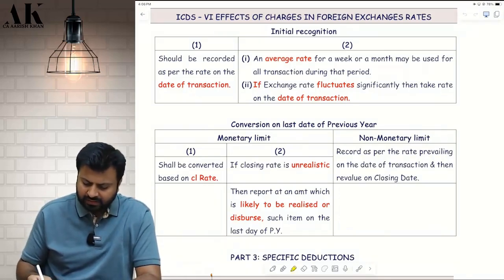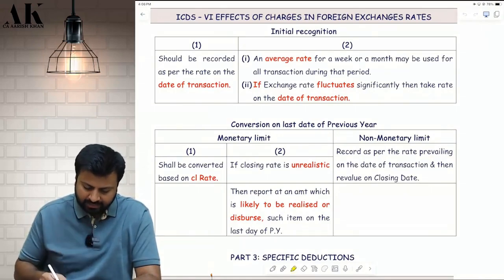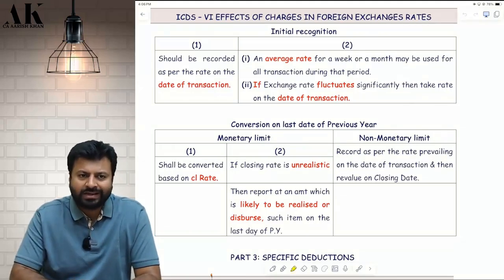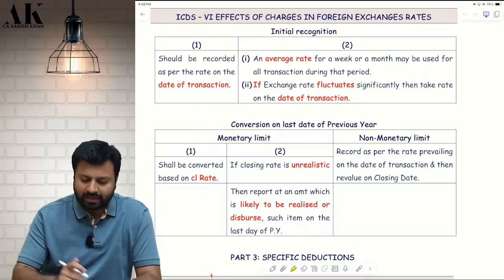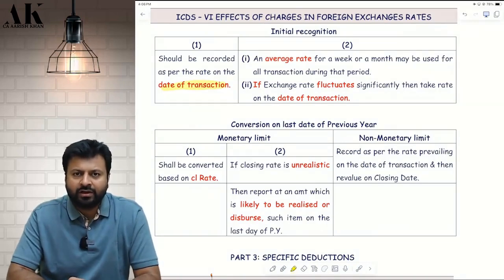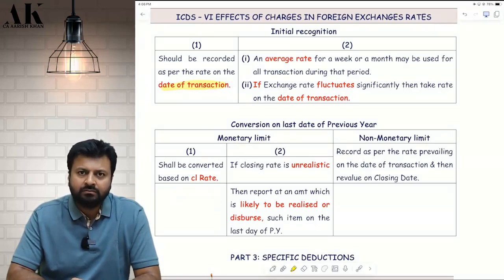Effect of changes in foreign exchange rates. Initial recognition. It means on the day of transaction, how will you recognize a transaction, at what rate? Today, if I am buying anything or selling anything, I will recognize as per the date of transaction. Whatever is the transaction rate today, that rate will be applied to record the transaction. Suppose I sold goods of $1 lakh today. Therefore, I will record the sale as per today's rate: $1 lakh into whatever is the rate of dollar to rupees today. Is it clear?